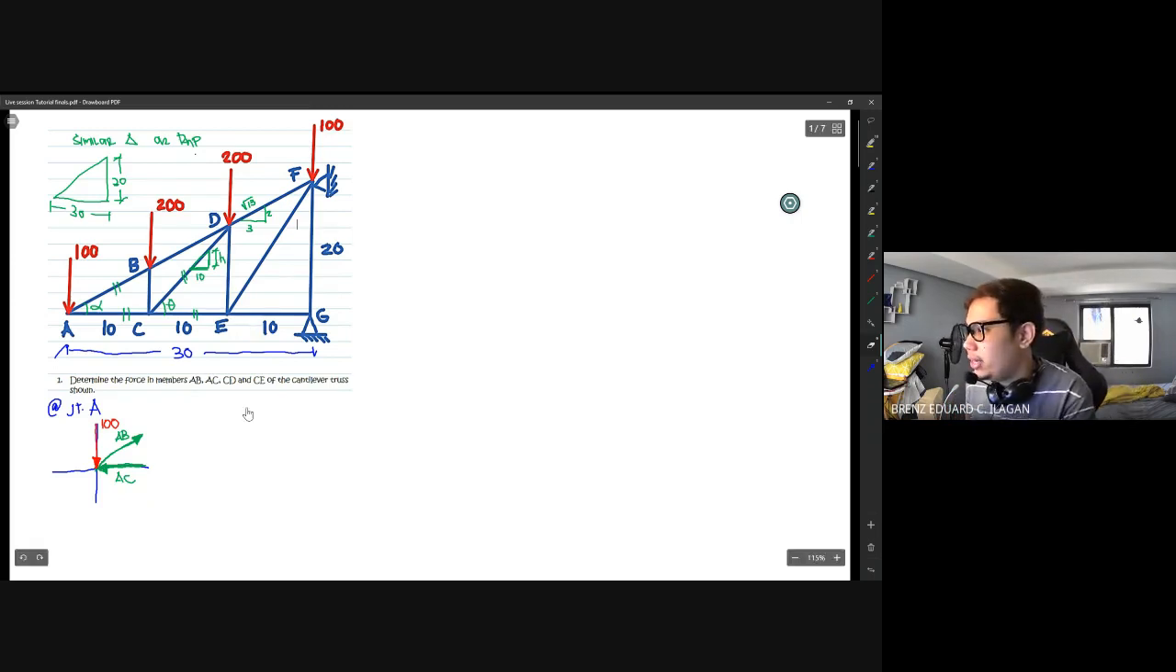Sige, isip muna kayo. So, ilagay ko lang dito guys yung slope ni AB. So, ito is 1. Tama ba? Sorry. That is 2, 3, square root of 13. So, titingnan mabuti. Paano natin makukuha yung slope na yan? Paano natin mahahanap yung value ng h na yan?